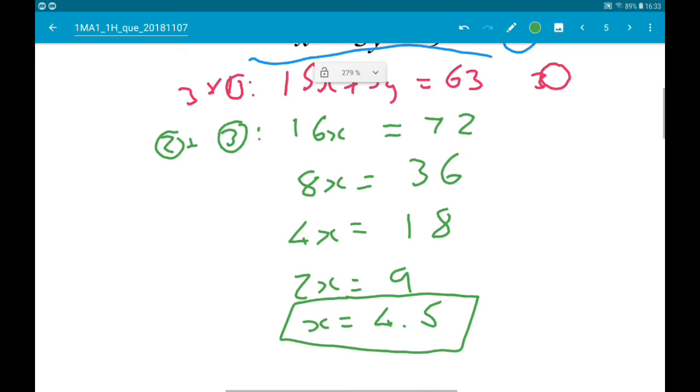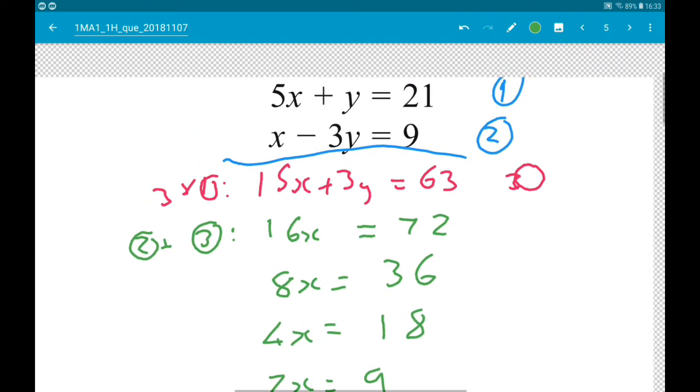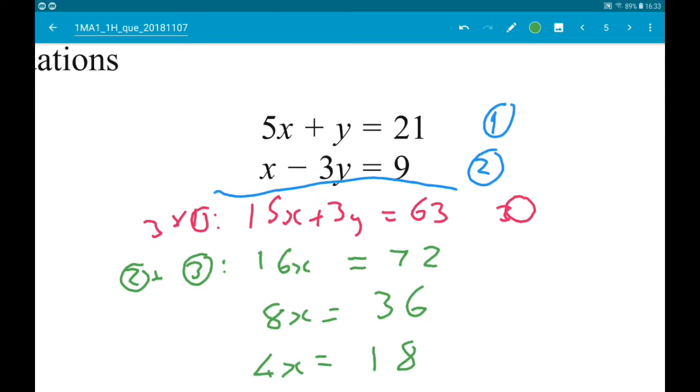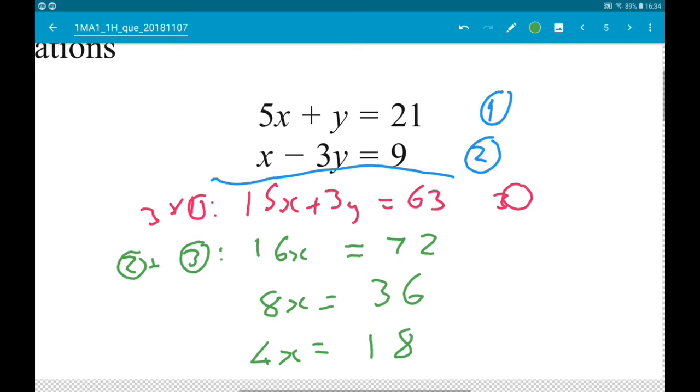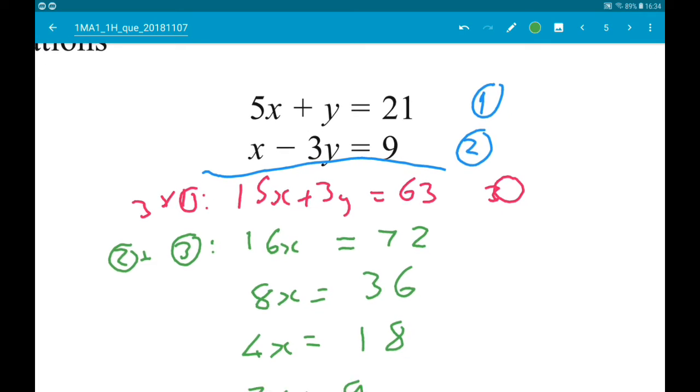Now that we know what x is, we need to find y. So we substitute x back into one of these equations. So I'm going to use equation 2. So x - 3y is equal to 9.